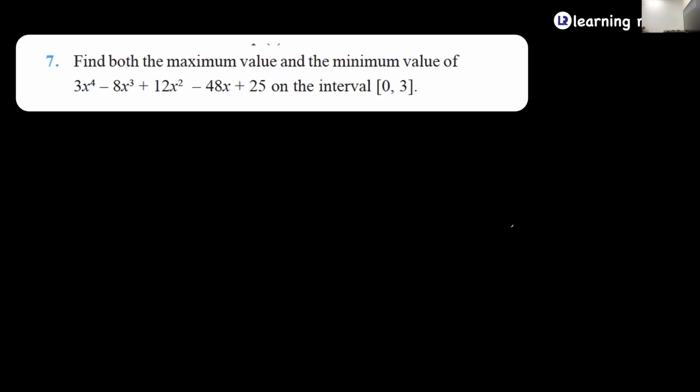Solve this. Find both the maximum value and the minimum value of 3x power 4 minus 8x cube plus 12x square minus 48x plus 25 on the interval 0 to 3. Two minutes time. Concentrate and do it fast.